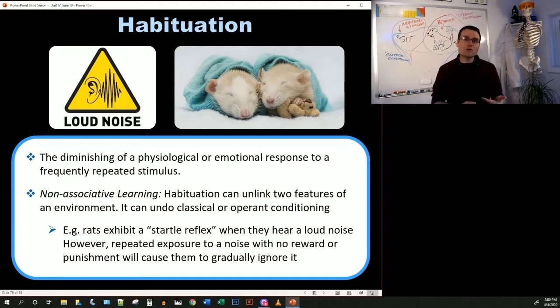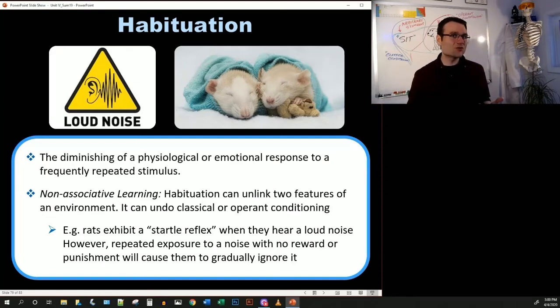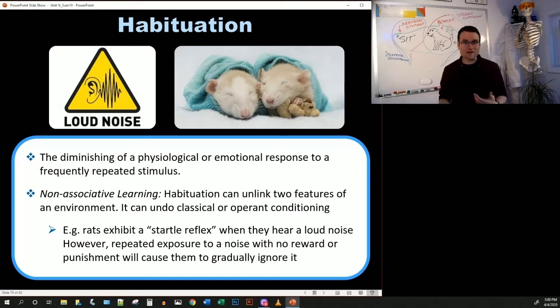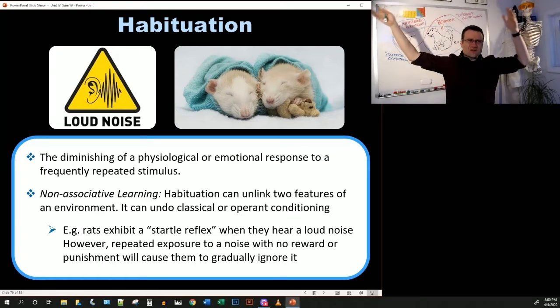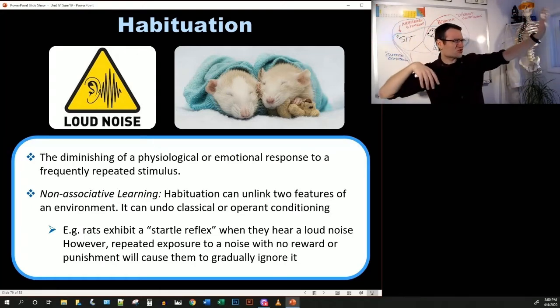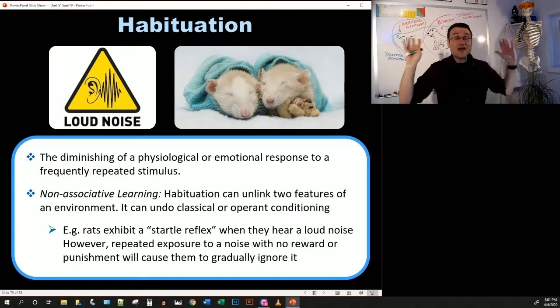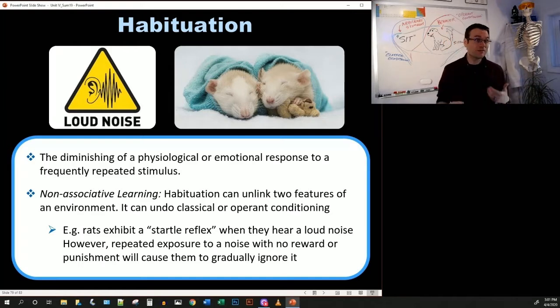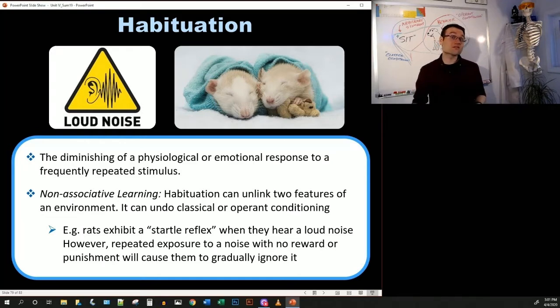But if that loud noise gets played over and over again with no punishment or reward of any kind, slowly they'll start to ignore it. And we're used to this kind of thing as well. If you move into the city for the first time and you try to sleep at night, oh my God, you can hear the train all over the place, people are shouting outside, and there are car horns, and you can't sleep. But after you've been there for a month or two, you're habituated to that. You no longer respond to those stimuli and you can start sleeping through the night.